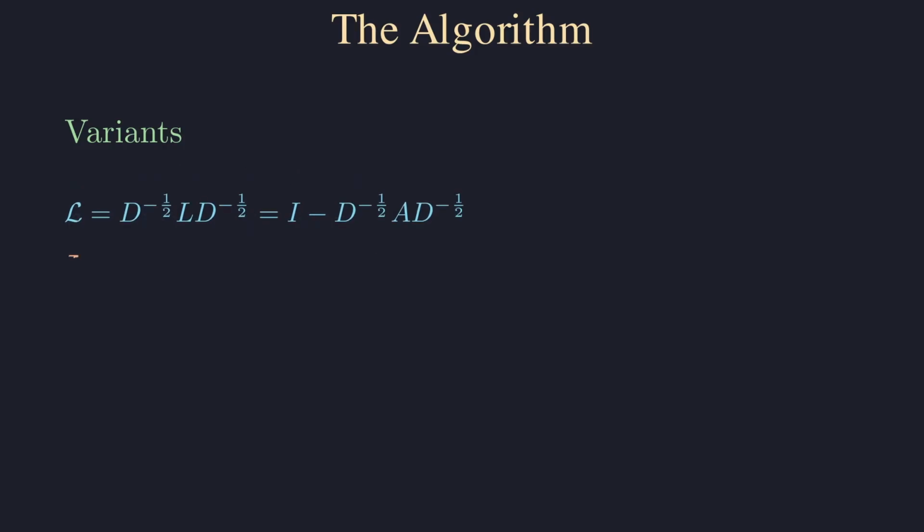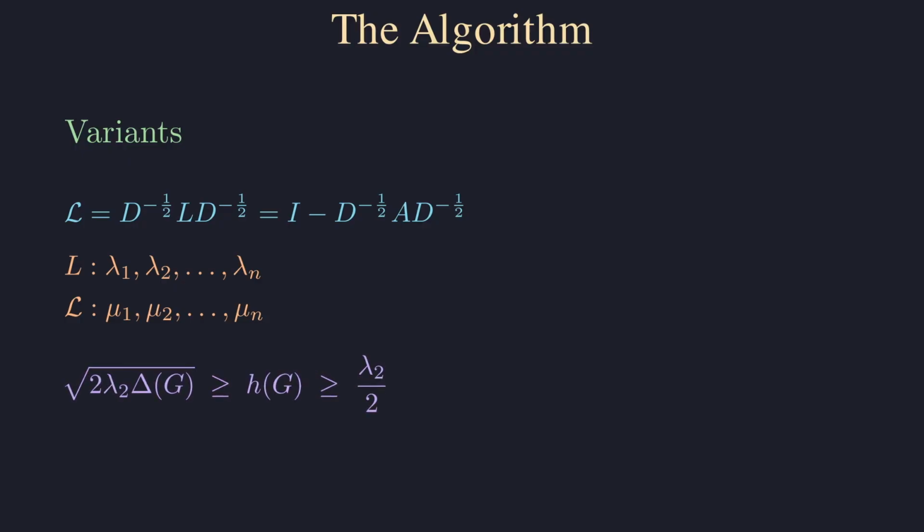For some bounds, let lambda i's be the eigenvalues of the Laplacian matrix and mu i's be the eigenvalues of the normalized Laplacian matrix. Then we have the following inequalities. In the first one, the Cheeger's constant of the graph h of g is bounded both above and below by functions of lambda 2. Loosely speaking, this means that the Cheeger's constant is small if and only if lambda 2 is small.